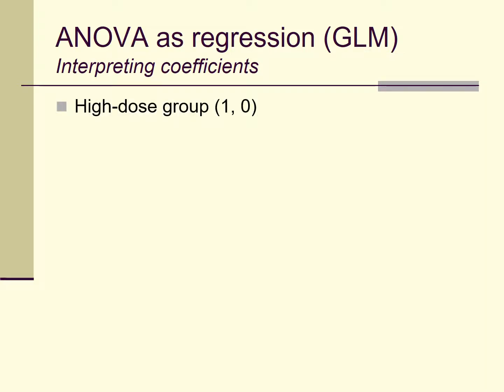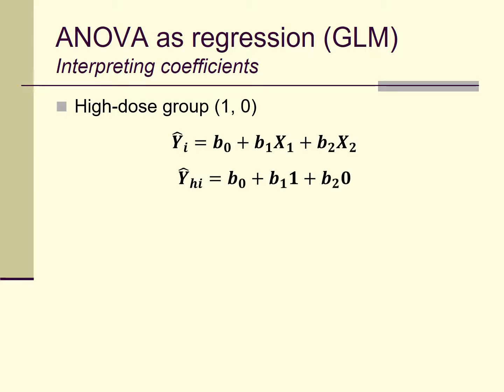So the high dose group is the group of people who have code 1, 0 for x sub 1 and x sub 2. I substitute in those two values here, and now I'm talking about the high dose group, so my predicted value for the high dose group is going to be equal to b sub 0 plus b sub 1, because of course x sub 2 is 0. So the predicted value for the high dose group is going to be the average for the high dose group, and the predicted value for the placebo group, well, that's b sub 0.